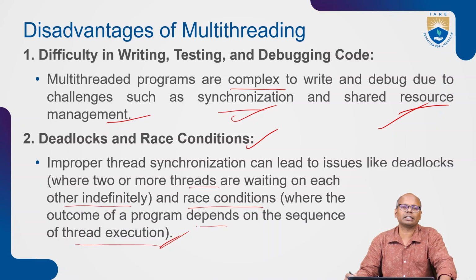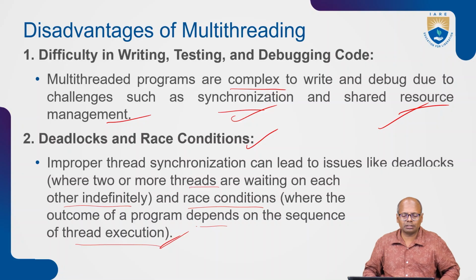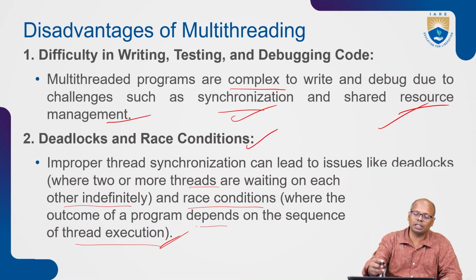There is a chance of deadlocks, like you can see in traffic, where two people are coming into one lane and each is waiting for the other person to go. This kind of thing can also happen. So there are deadlocks and race conditions. Anything will have some disadvantages. These are all minor disadvantages, and we have to overcome them while writing efficient code, so that we can take the advantages of multi-threading.